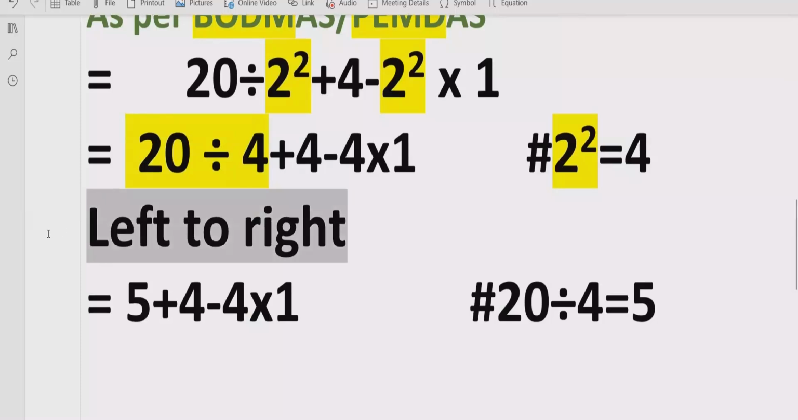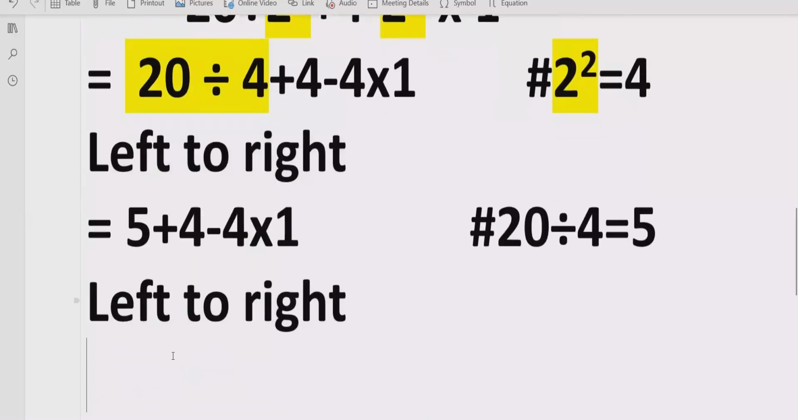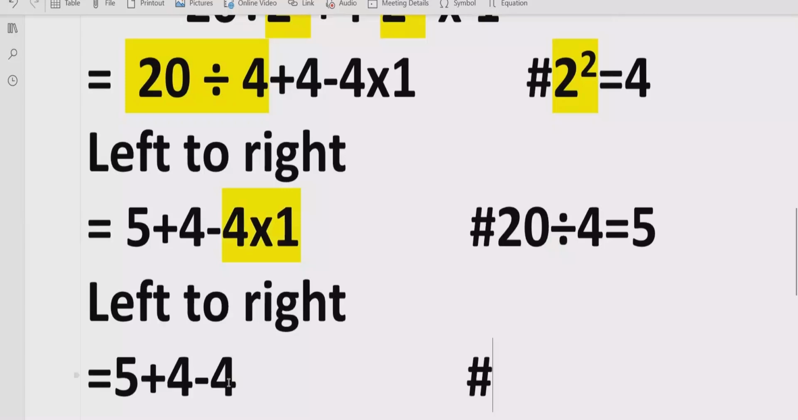Now move forward again left to right. We will see which is coming first. So here we have 5 plus 4 minus, we cannot subtract yet because first we have this multiplication, which is 4 multiplied by 1. So we will multiply both of them and the answer is 4. Now we will give the reference, 4 multiplied by 1 equals 4.